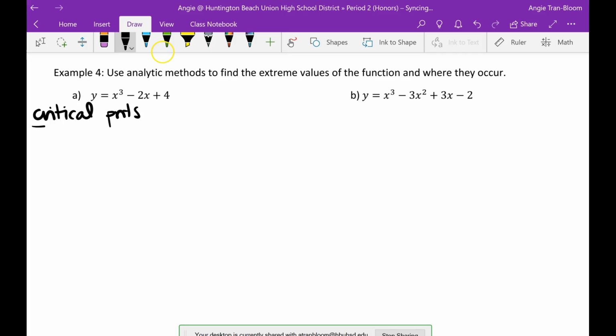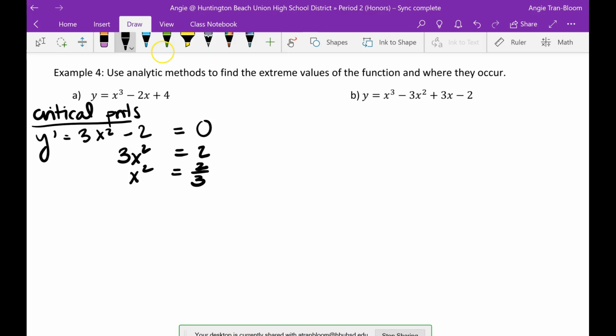All right, let's do y prime. Y prime is 3x squared minus 2. Set it equal to 0. Yes, no, maybe? No, it's not 2x. I'm sorry, I said 2 and I wrote 2x. Thanks, Brian. Good eye. Okay, now what? Solve for x. So 3x squared equals 2. Yes or no? Divide both sides by 3. So x squared equals 2 over 3. Now what? How many answers are you going to have? Good job.